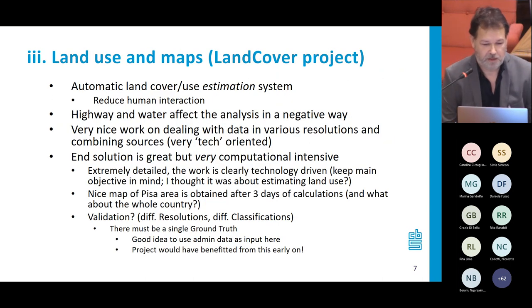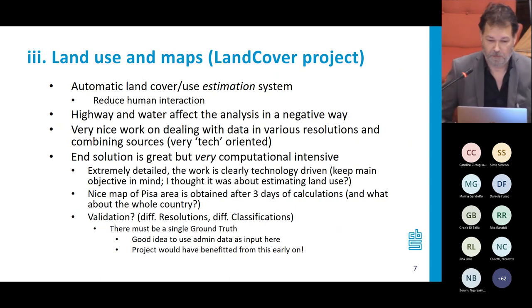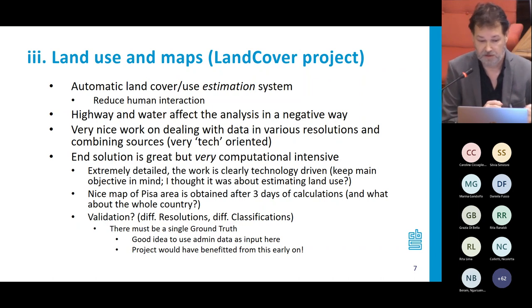The third topic is about land use and maps. It's about creating an automatic land cover estimation system. I looked at it. I was really enthusiastic about it because it's really technologically oriented. But even for me, it's a bit too technical. We want to reduce the production costs, and if I read the paper, I think, wow, this is a lot of work. This is extremely detailed. In that sense, it's very interesting, but it's very computationally intensive.